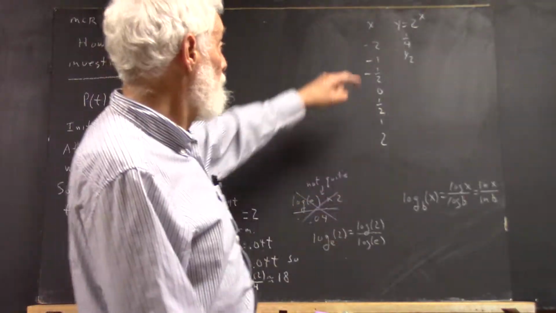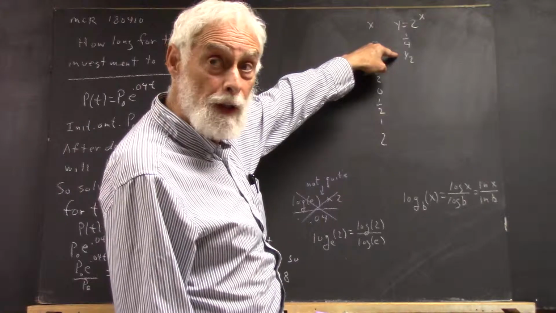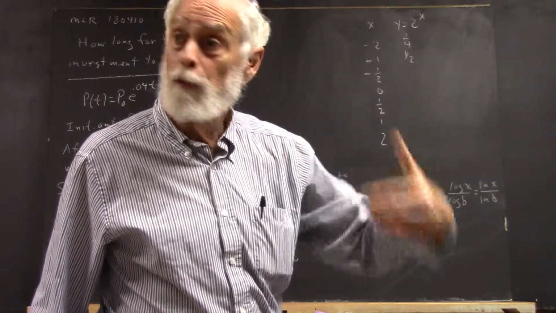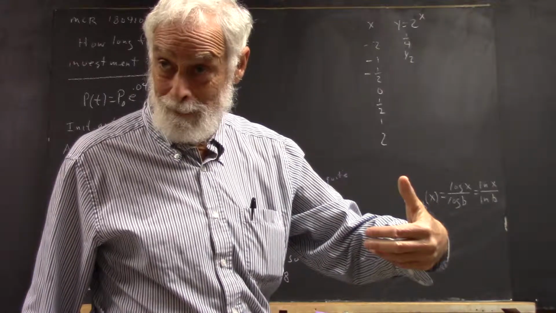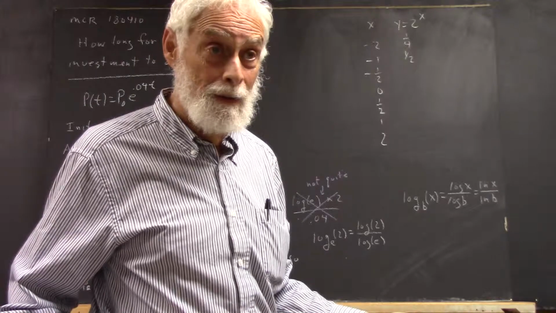We don't memorize that 2 to the negative 2 is 1/4. We know that 2 to the negative 2 is 1 over 2 squared, which is 1 over 4. Okay? We have to know that. We have to know that rule. It's going to come up again and again.